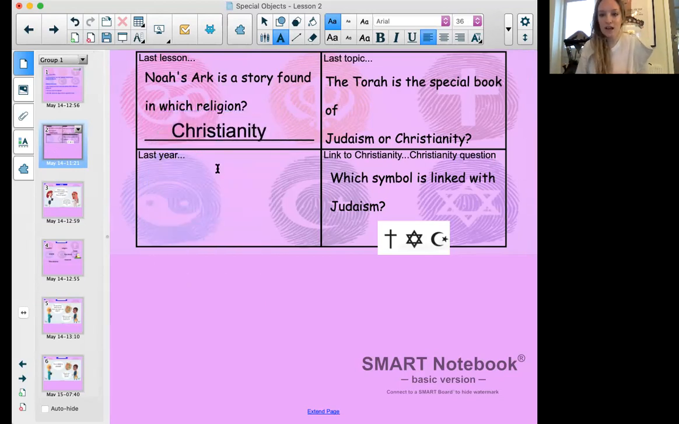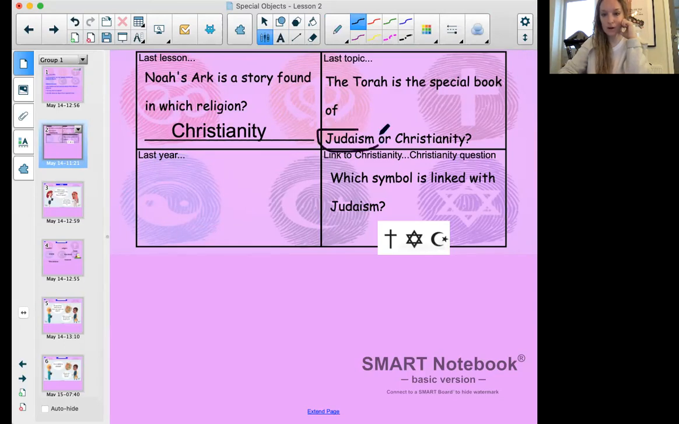All right, from our last topic, which was all about special books, the Torah is the special book of, and this one's one where you get to choose, is it Judaism or Christianity? Pause the video and have a go at answering. Right, if you guessed Judaism, remember we made Torahs of our own, those little scrolls. Well done.